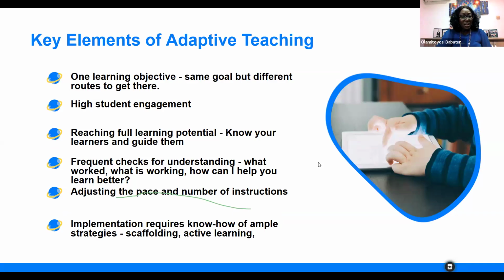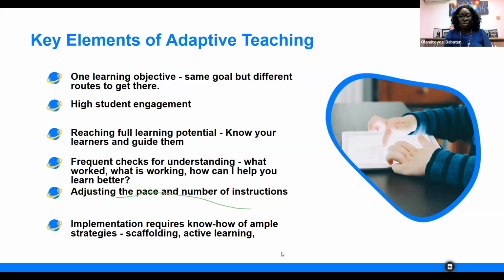And then your implementation of adaptive teaching requires that you know different strategies. And I like to say this, you don't have to wait for your school to send you for a training. I mean, for many of us, we just saw this and we registered. It didn't come from her school. For some, it came from our schools. That's completely fine. But the point is, get skilled, upskill, get better.